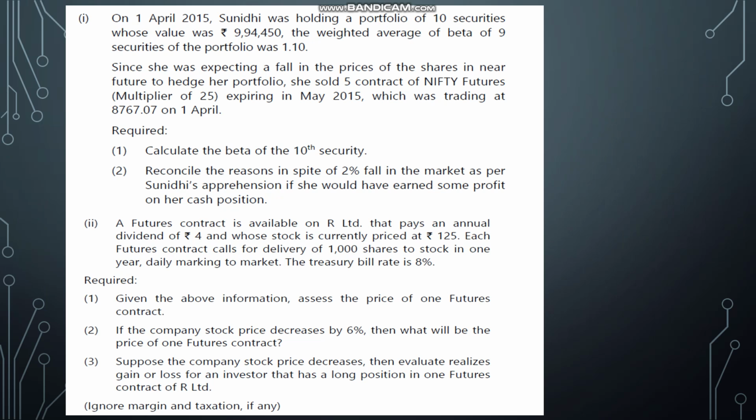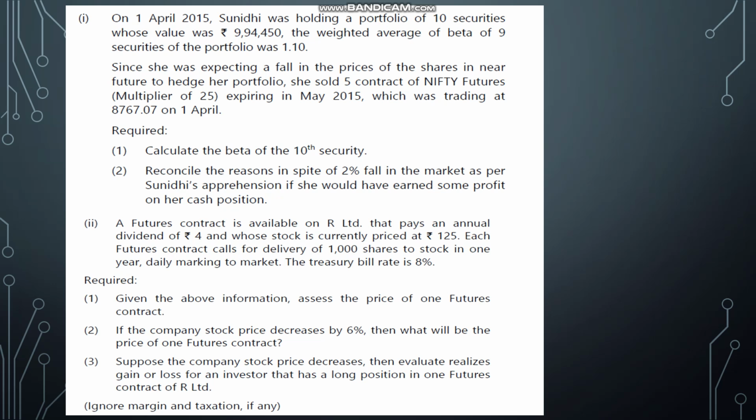Next subdivision: a futures contract is available on R Limited that pays an annual dividend of rupees 4, whose stock is currently priced at rupees 125. Each futures contract calls for delivery of 1,000 shares of stock in 1 year, daily M to M. The treasury bill rate is 8%. So what the requirement is: given the above information, assess the price of one futures contract. Next, if the company's stock price decreases by 6%, then what will be the price of one futures contract? Lastly, suppose the company's stock price decreases, then evaluate the realized gain or loss for an investor that has a long position in one futures contract of R Limited.